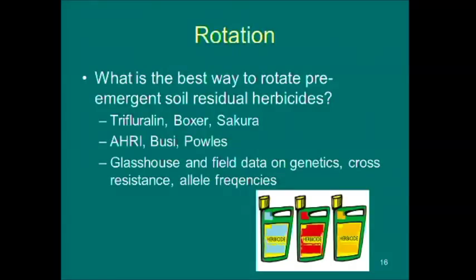And then rotation. So the question here is, what is the best way to rotate pre-emergent soil residual herbicides, particularly looking at trifluralin, Boxer and Sakura. So we have an example here where there's one herbicide being used quite a lot, but then we have two relatively new ones. Work together with Ari and with Roberto and Steve, and then we have good glasshouse and field data on the genetics, the cross-resistance between these different herbicides and allele frequencies. So we've run a whole lot of simulations there, looking at whether different rotations would be more or less effective.